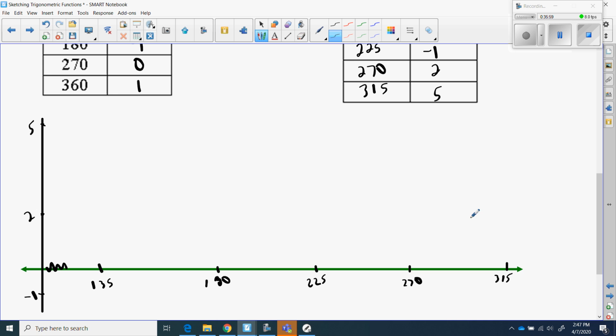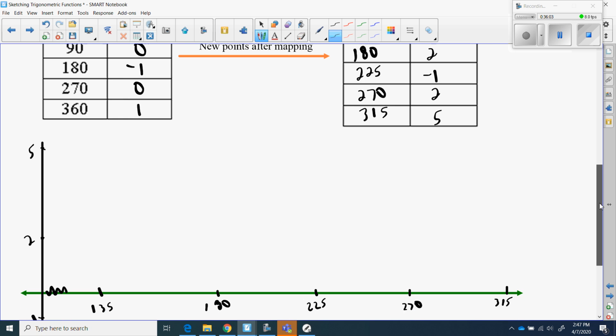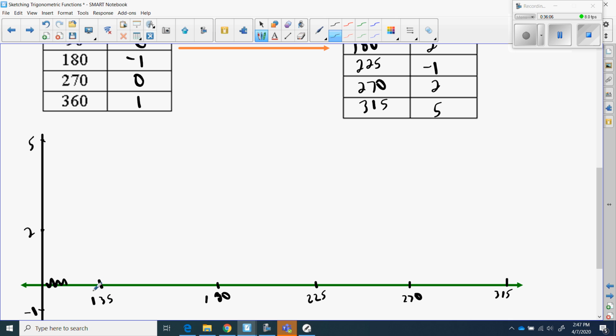Okay, here we go. Start plotting points. So the first point is 135, 5. I'm trying to make it a little darker this time. There we go. Then 180 is at 2. So 180 is roughly here. 225 is at -1. Right there. 270 is up at 2. And 315 is up at 5.